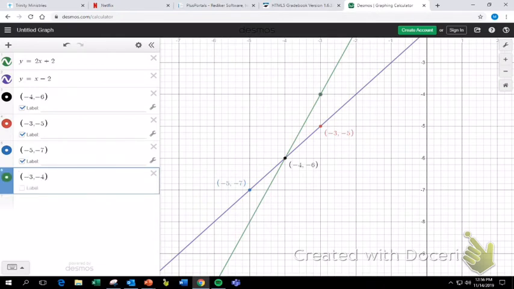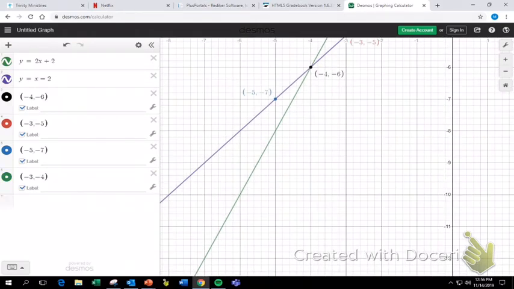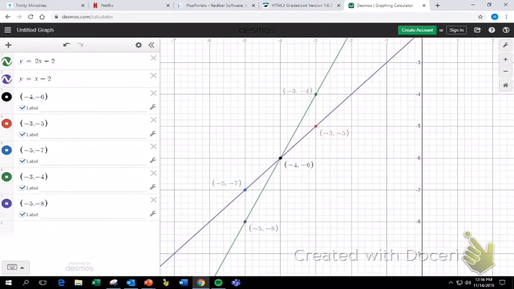-3, -4. Great. Go down from the point of intersection on the green line, and what's the next exact point that you see? -5, -8. There it is. Okay, so here are your points.